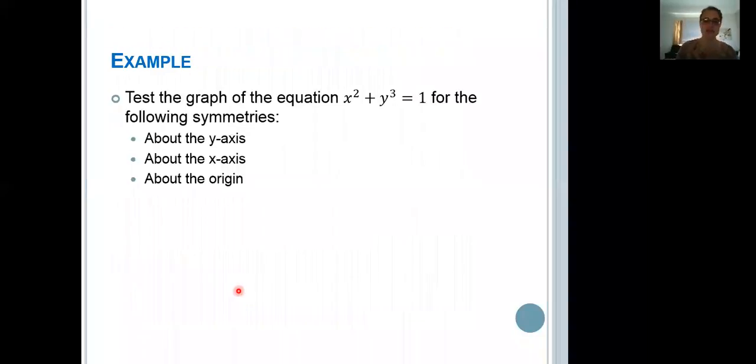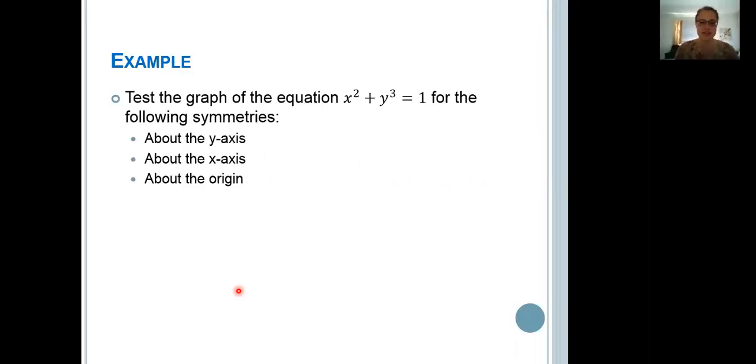Let's look at an example. Our same equation. Okay, we're friends with this one. We already know the answer, because we've looked at the graph, but let's demonstrate how we test this algebraically. So we're going to test this equation for symmetry about the y-axis, the x-axis, and the origin. I just told you what we're going to do. Let's start with the y-axis.